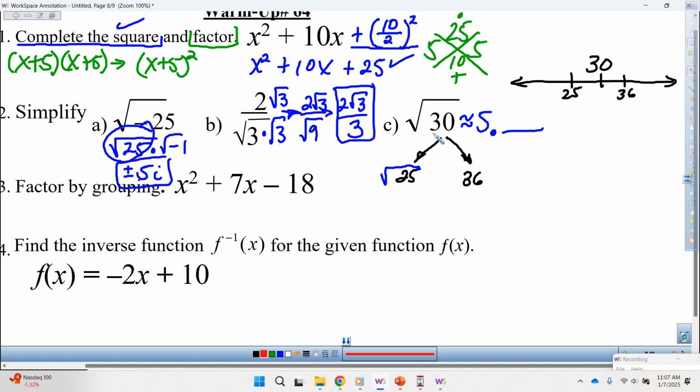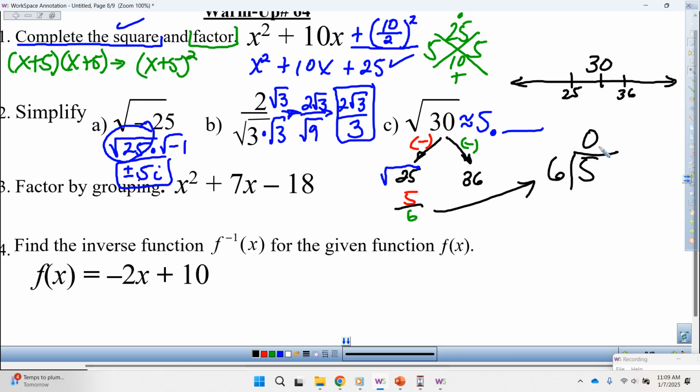Well, here we go. What is 30 minus 25? That is 5. Divided by, what is 36 minus 30? 6. So now that we have a fraction, 5 divided by 6 does not fit. Add a decimal, a 0, fits in there 8 times.